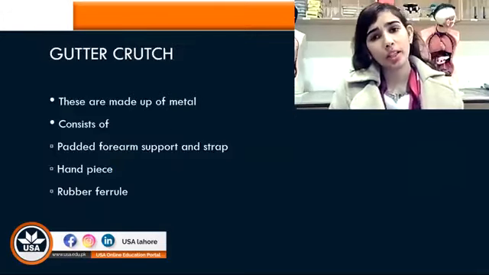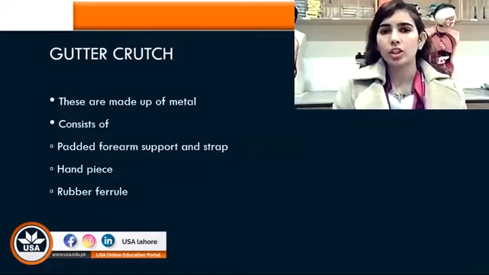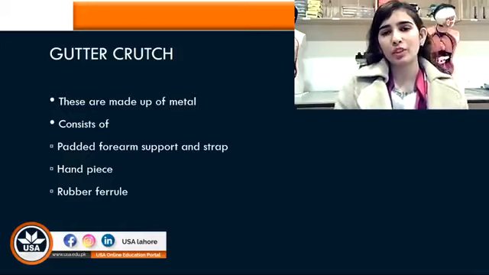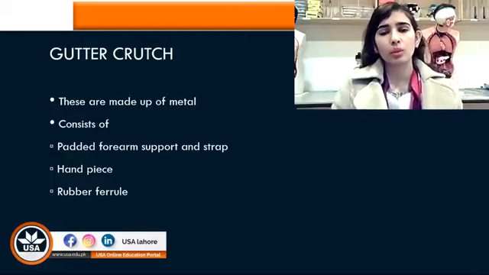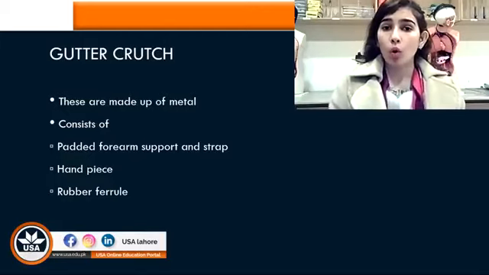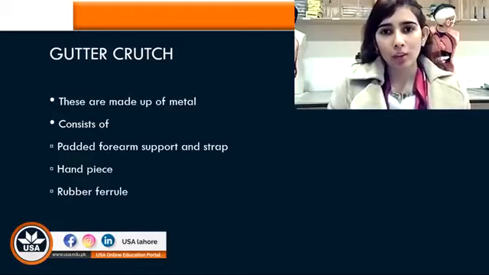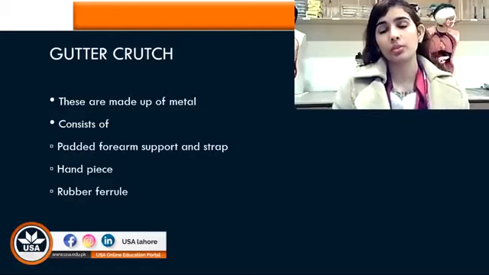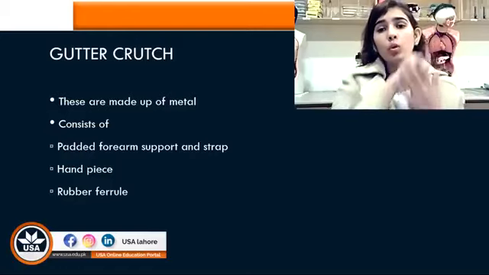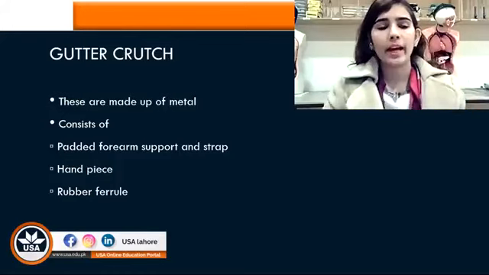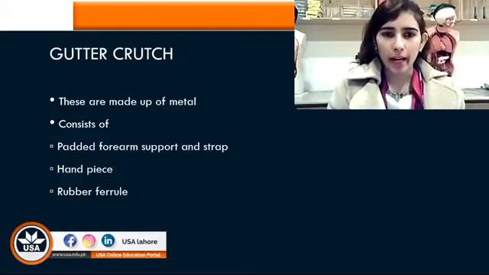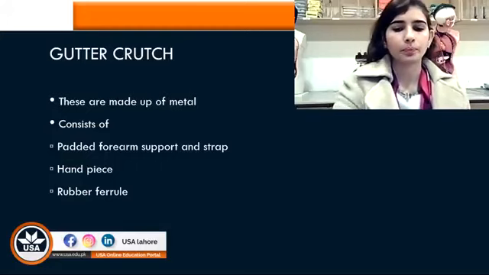After that, there come the gutter crutches. If a patient has pain in his hand or any other problem which is painful for the smaller joints like the wrist and hand, so that it is not possible for the patient to transfer all his body weight through the hand or the fingers, then for the ease of the patient, gutter crutches are used. These gutter crutches stabilize the whole forearm of the patient rather than only the hand. They have a padded forearm support with straps that can be wrapped around the forearm. Then come the hand pieces and then the rubber ferrules.